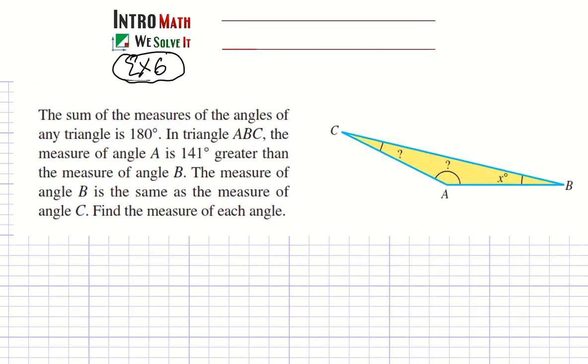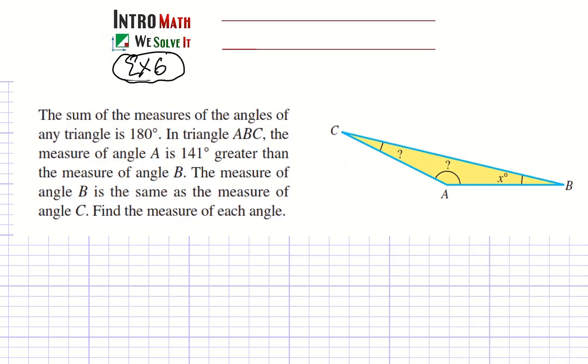Alright, folks. Here is another problem. It has to do with triangles. I think it's similar to the one we saw before. It's the same thing, they're just going to change the words. But let's read this. It says the sum of the measures of the angles of any triangle is 180. It starts with the same thing as the previous example.